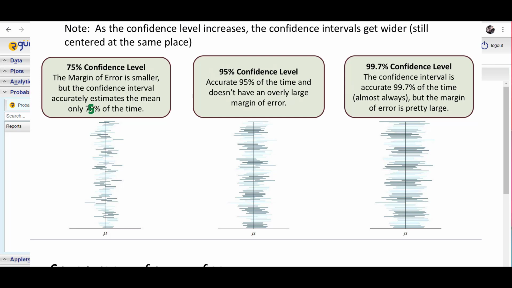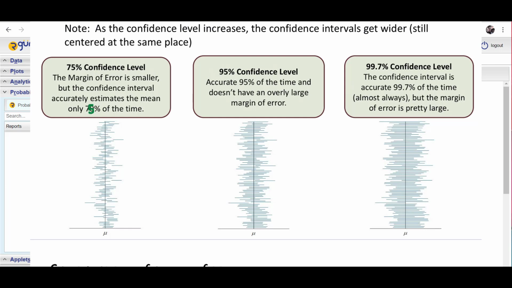So you can see all of these bars that are on the outside of this line, all of those times it incorrectly estimated the mean. So it was only right 75% of the time, but it was wrong 25% of the time. Now, moving up to 95% confidence level, you can see it crosses the mean line a lot more times, but the interval is longer.